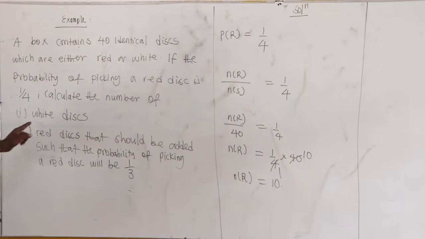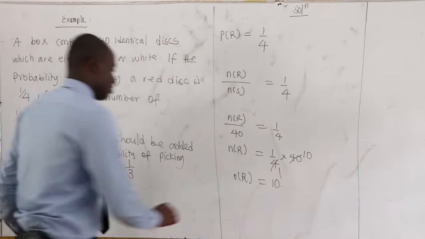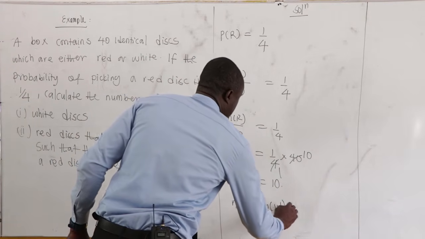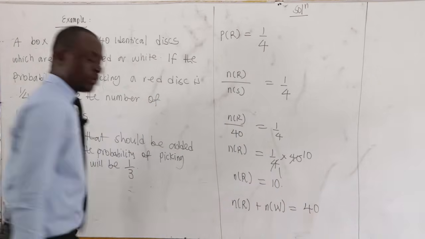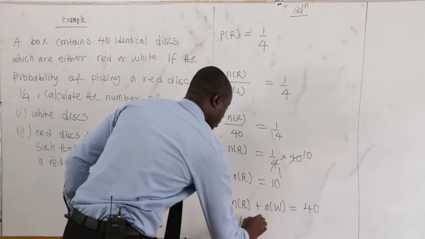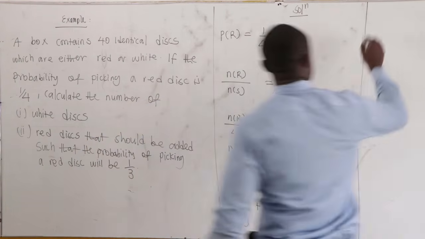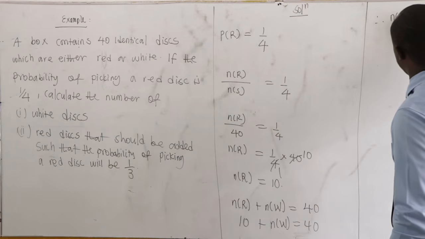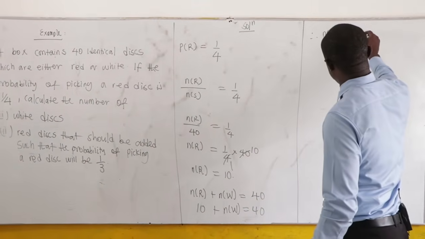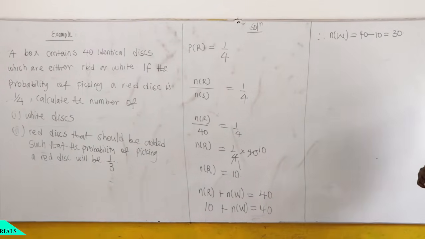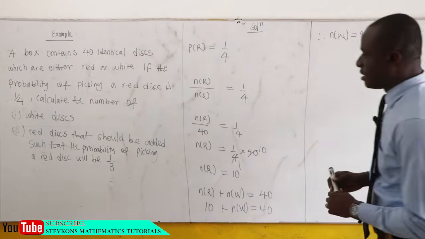Now the question says we should find the number of white discs. The number of red discs plus the number of white discs is equal to what? 40. Now the number of red discs is 10, plus the number of white discs equals 40. Hence our number of white discs equals what? 40 minus 10, and this is 30.